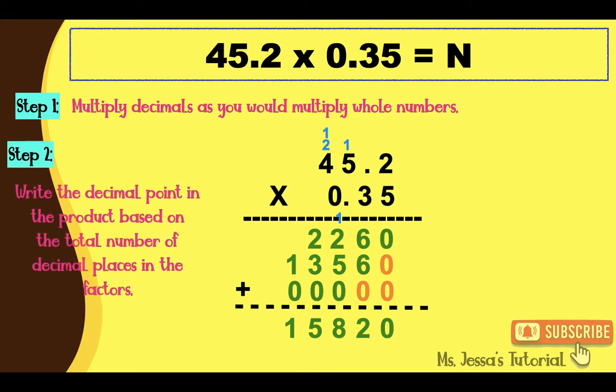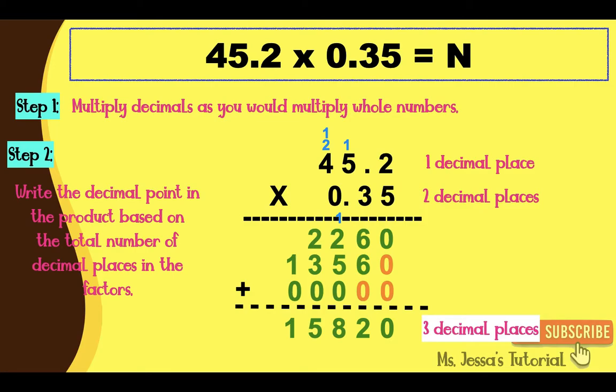We're going to count the number of decimal places on each factor. On the first factor, we have 1 decimal place, while on the second factor, we have 2 decimal places. So with a total of 3 decimal places in all. So let's count from the right. 1, 2, 3. So that means the decimal point is between 5 and 8. So the product is 15.820, or you can write it as 15.82.